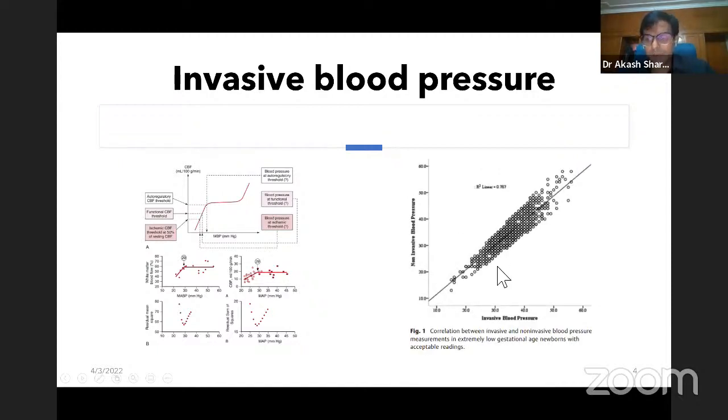The matter is compounded by the issue that when we see the correlation, or specifically the agreement, between invasive and non-invasive blood pressures, it is fairly poor. There is a fairly poor agreement even at the lower blood pressure thresholds, that is between 20 to 30. Even at the higher levels, say after 40, the agreement is very poor. You can see that the spread of the blood pressure values is too broad.